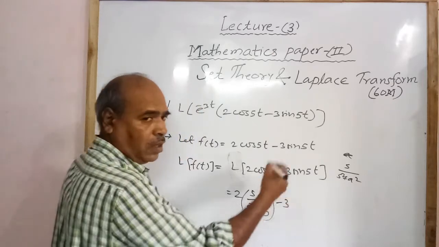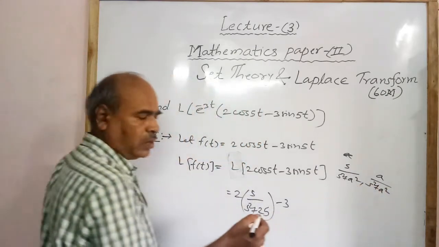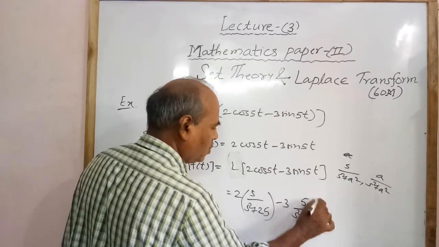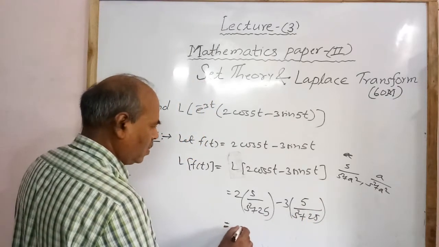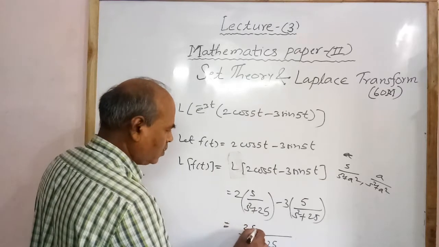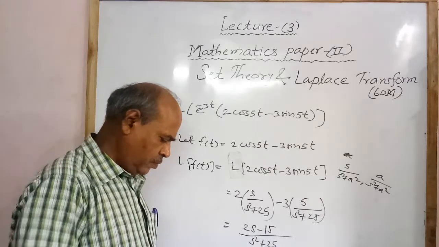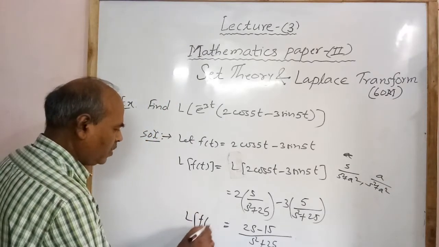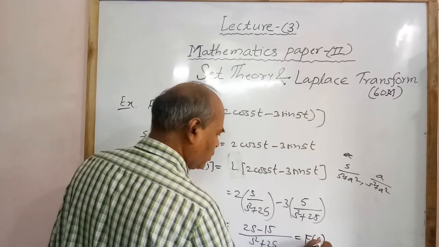minus 3 Laplace of sin 5t. We know that Laplace of sin at is a divided by s square plus a square. Here a equal to 5. Therefore, 5 divided by s square plus 5 square, that is 25. Therefore, we have this as the LCM is s square plus 25. In the numerator, we have twice s minus 15. Which is the Laplace of f of t. F of t means this, which is denoted by F of s.